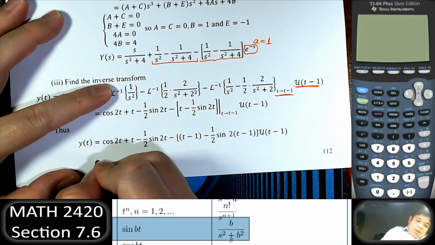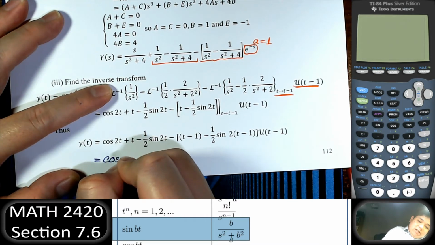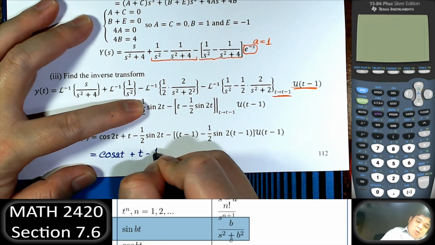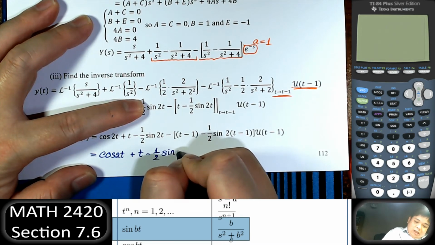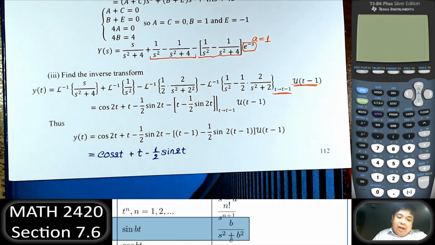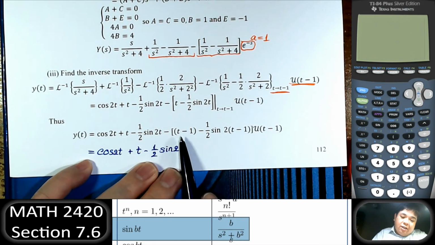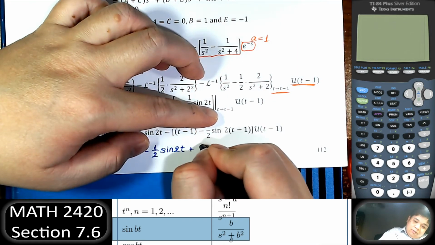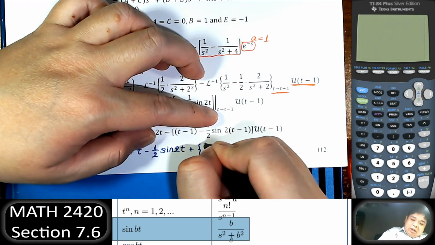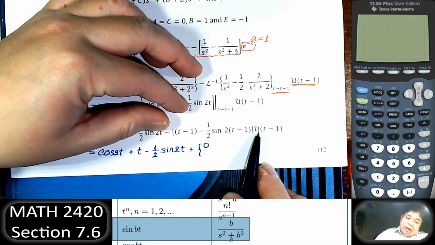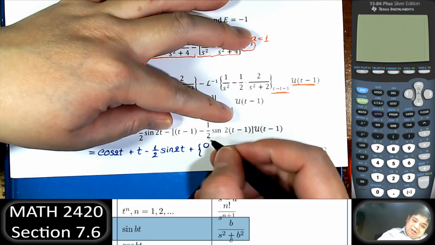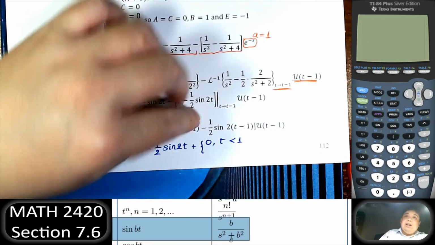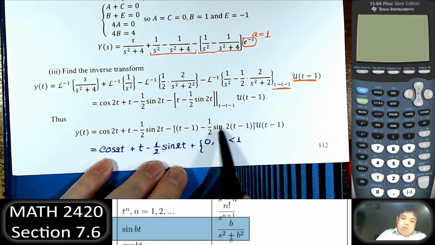So this will be cosine of 2t plus t minus 1/2 sine of 2t. And then we have this. It will be equal to 0 if t is less than 1. And then it will go to the whole function here.